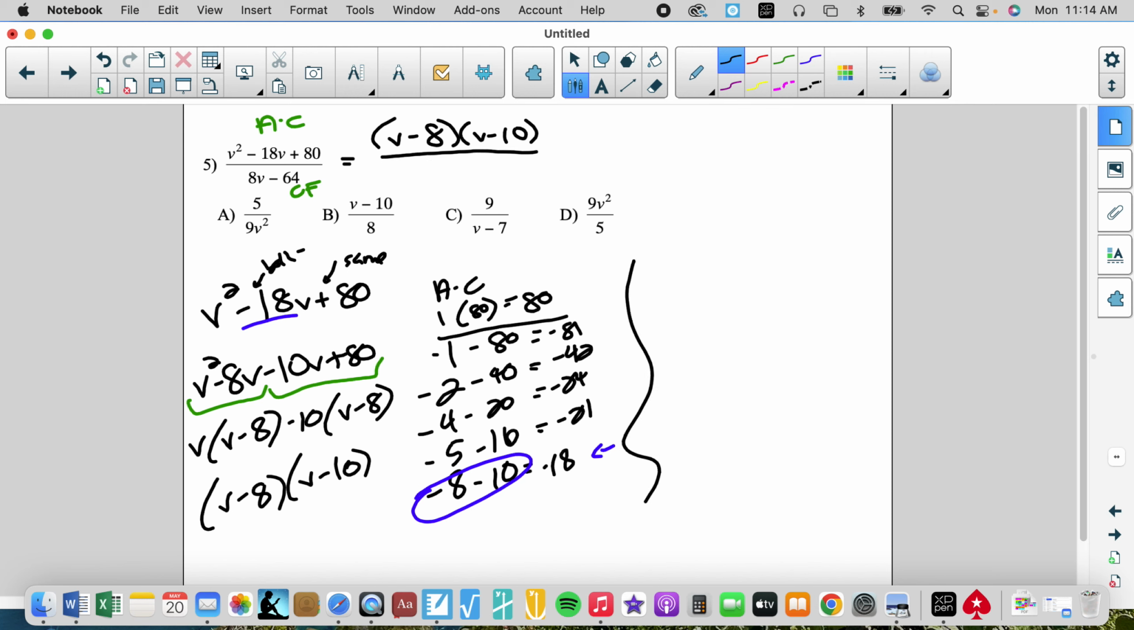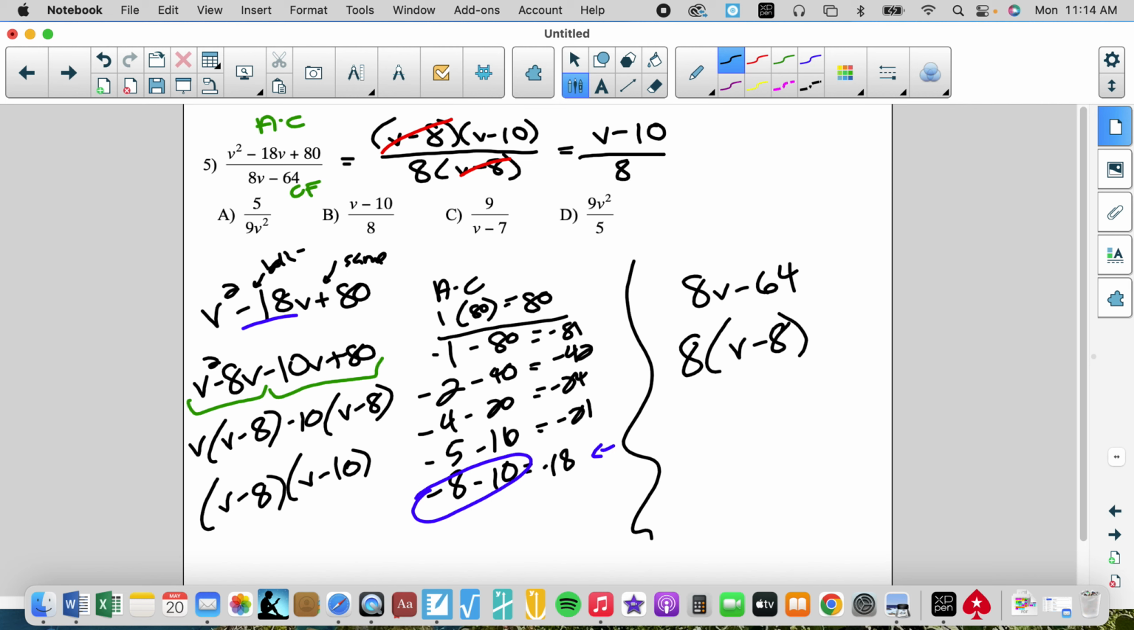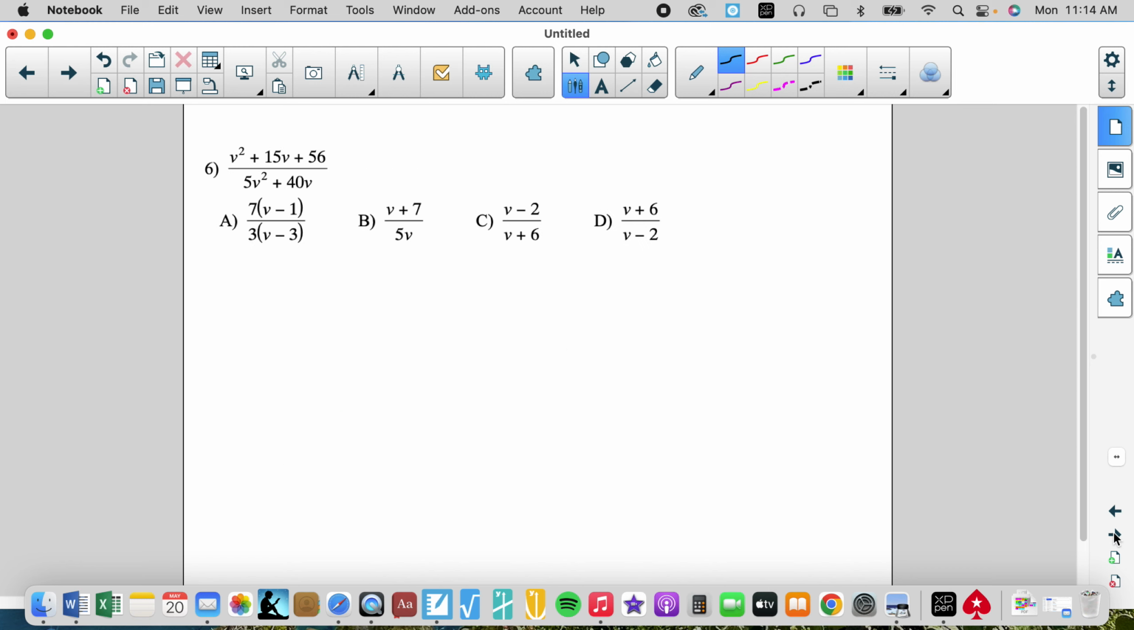Let's look at the other side. We have 8V minus 64. I can take an 8 out of that. That's V minus 8. So my denominator becomes 8 times the quantity V minus 8. These V minus 8s, we're playing the matching game. And that leaves me with V minus 10 over 8. That 8 and 10 cannot cancel because that negative 10 is being added and subtracted. So I get the answer of V minus 10 over 8.